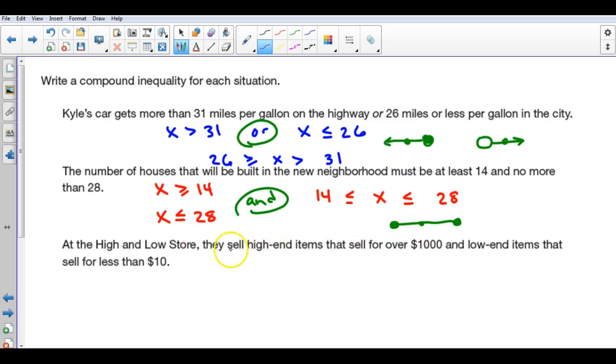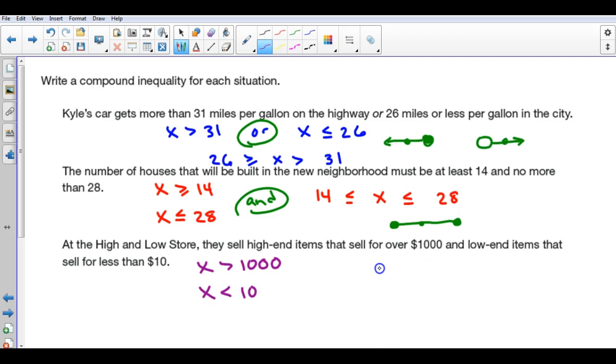So they sell their high-end items over $1,000. So over 1,000 means greater than 1,000. If it would have said at least, then I'd be able to put the or equal to part, but it doesn't say that. It says over 1,000. The low-end items are less than $10, which means you're not going to find anything for $10. You'll find things that are less than $10.